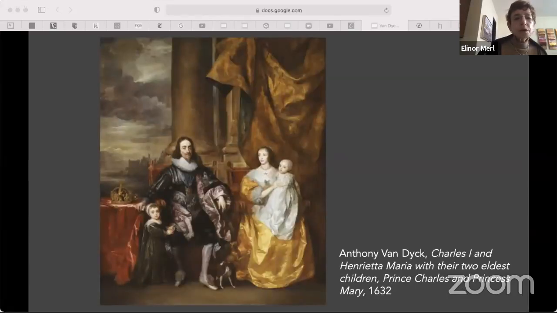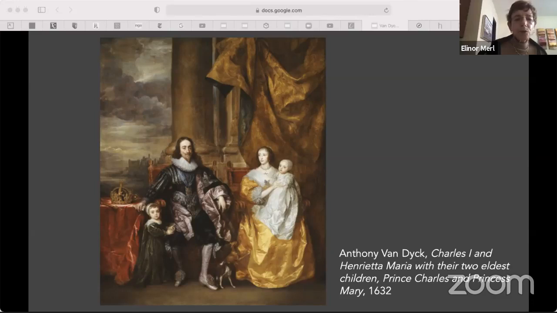This work, Charles I and Queen Henrietta, with their 2 eldest children, Prince Charles and Princess Mary, was Van Dyck's first commission following his appointment as court painter to Charles in 1632. It shows Charles and his queen, Henrietta Maria of France, with their 2 eldest children, Prince Charles, later Charles II, standing before his father, and Princess Mary in her mother's arms.